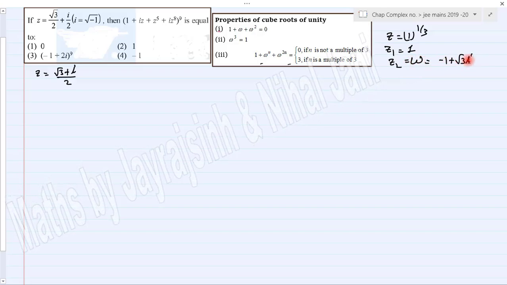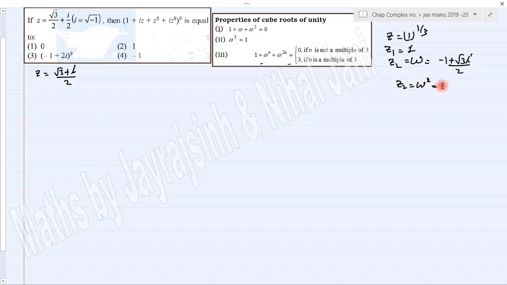-1 plus root 3i by 2 and z2, which is omega square, will be -1 minus root 3i by 2.